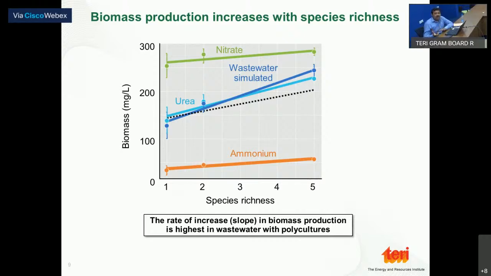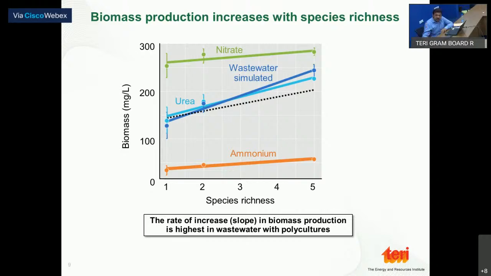In simulated wastewater, we have multiple kinds of nutrients, and we are growing multiple species. They are taking all those kinds of nutrients, and we are getting much more productivity. So instead of growing a single species, here we got almost a 25 to 40% increase of your biomass production, just by increasing your species richness. So that's the interesting thing.